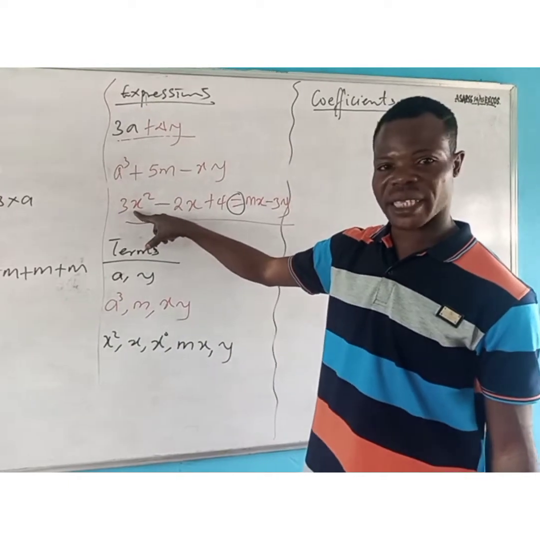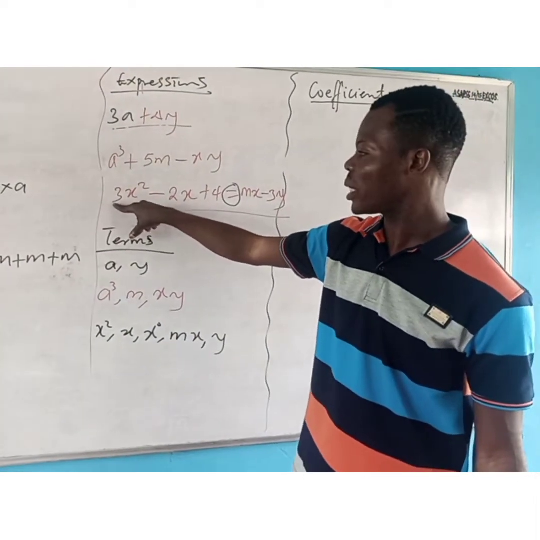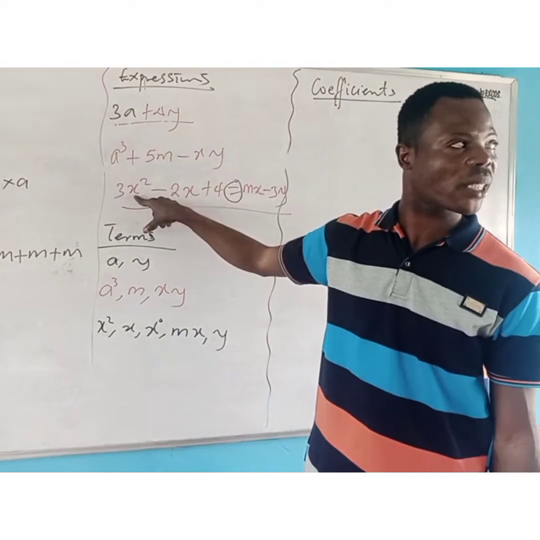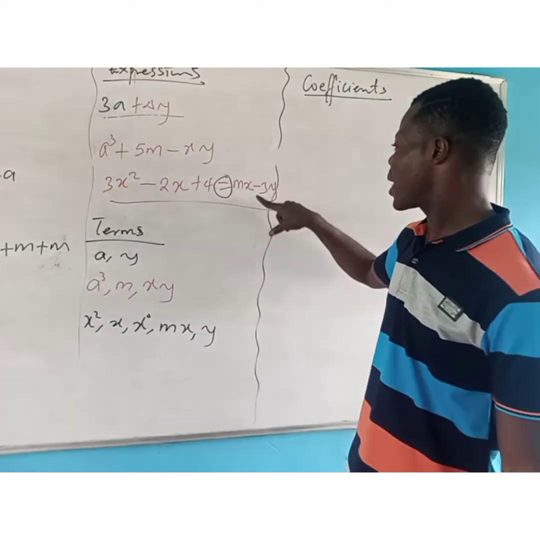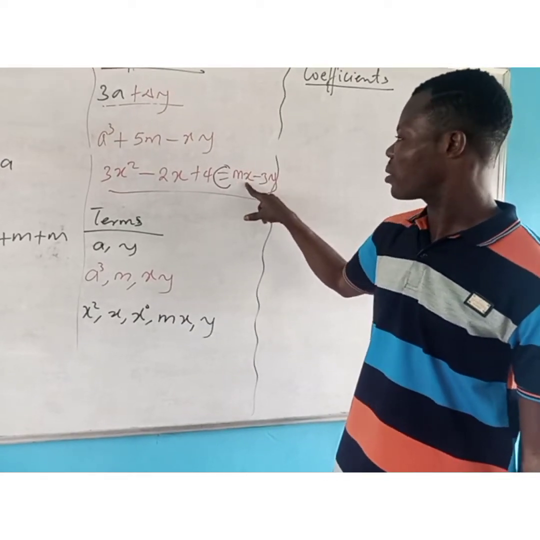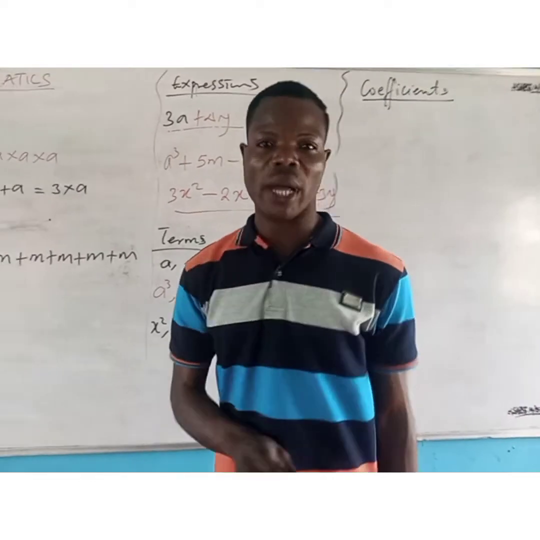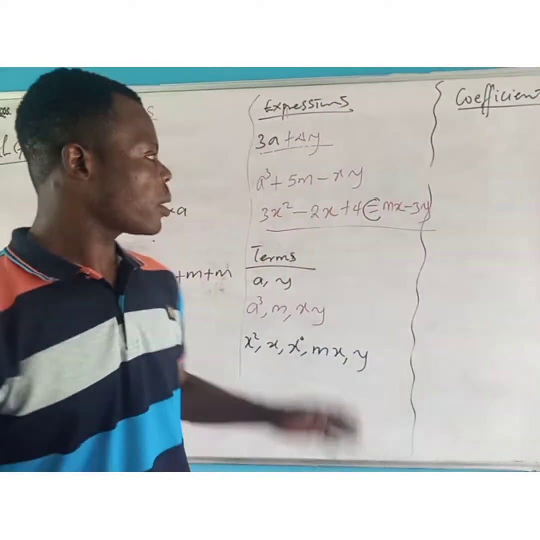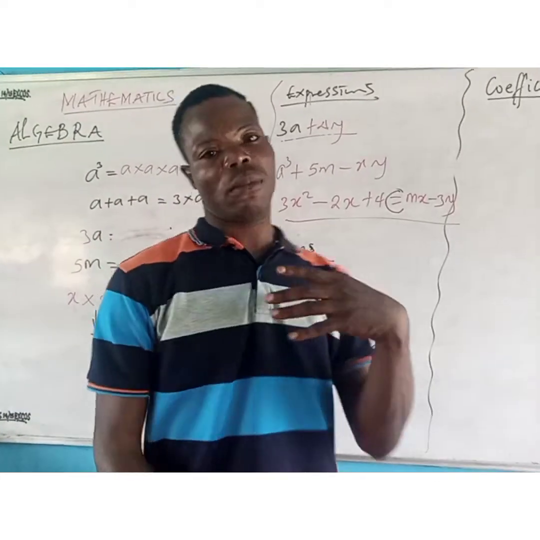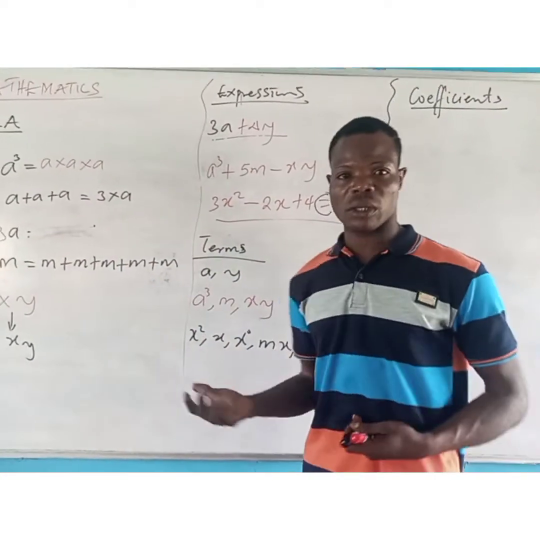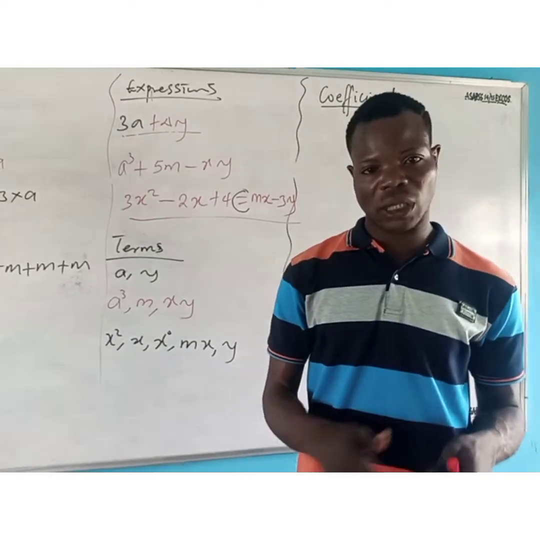Here we have x, and the number before it is 3. 3 is the coefficient of x here, and minus 2 is the coefficient of x here. Here 1 is the coefficient of mx, minus 3 is the coefficient of y. That is what we have today. Try to understand this, because we are going to use them in our calculations by the time we go deeply into algebra.